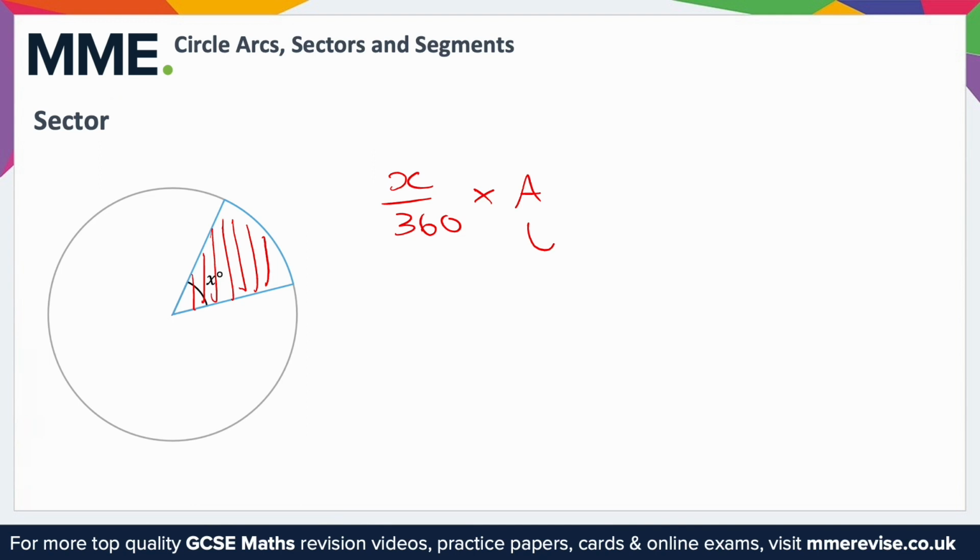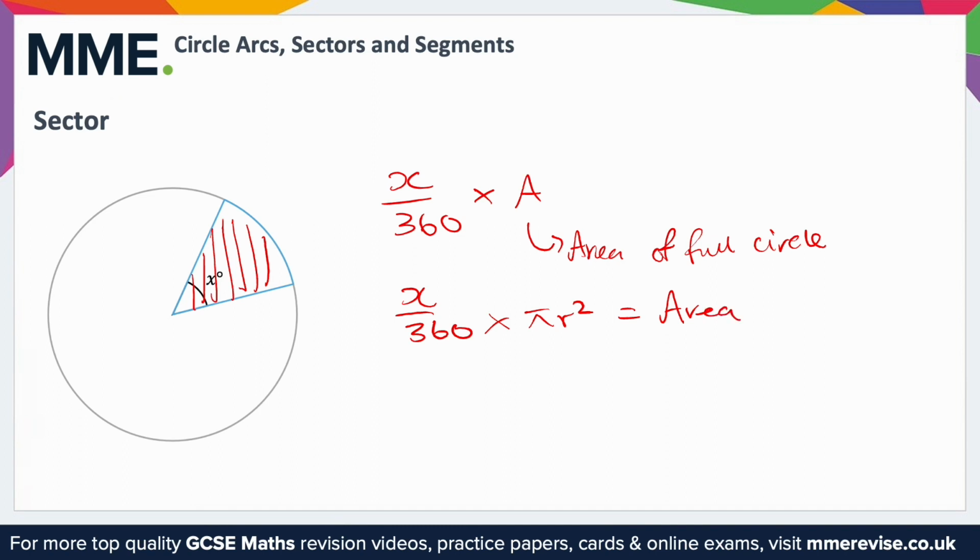So let's say A for area. Obviously, you can put this in terms of the equation for the area of a full circle. So this would become x over 360 times by pi r squared. And this is the area of a sector.